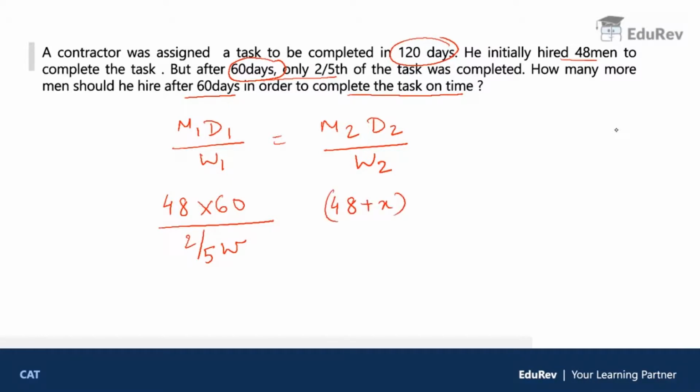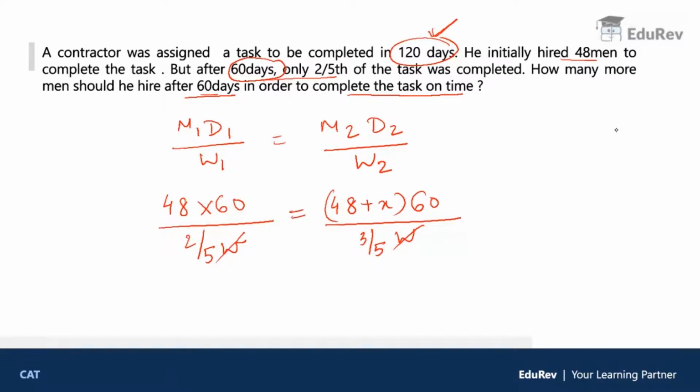They are supposed to complete the work in the remaining days. Now remaining days are how many? 60 days are over, 60 days are remaining, because the total days are 120. So 60 days are remaining and they have to complete the remaining work. 2/5 of the work is done, 3/5 of the work remains. So 3/5 is going to be our value here.